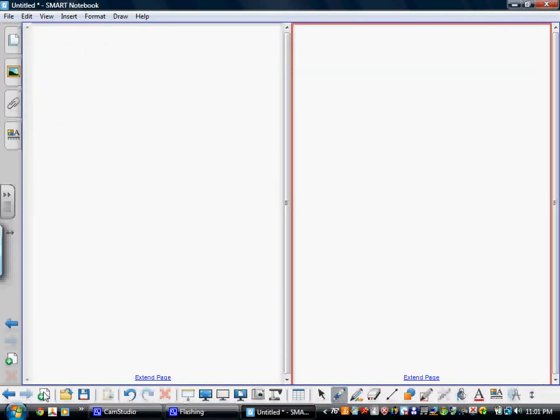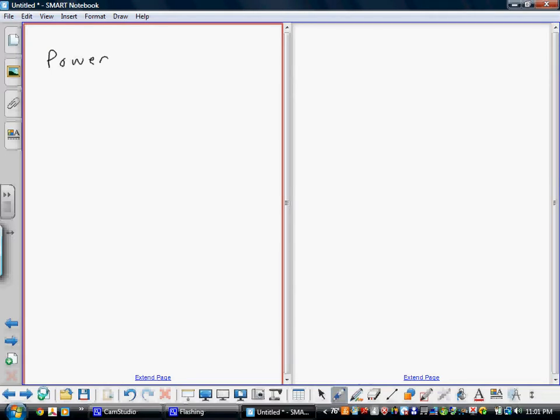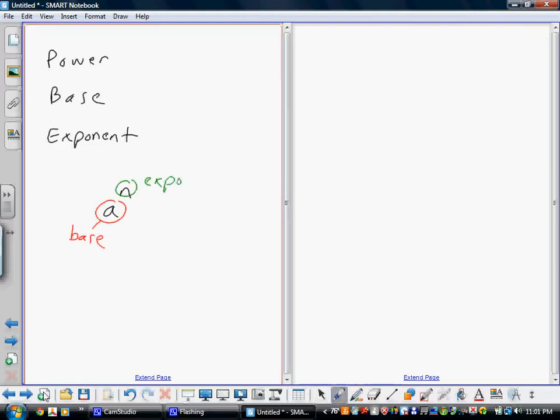We're going to be talking about the definitions, which are: know what a power is, know what a base and an exponent are. These are two different things. But I'll define this for you. If I say a to the n, this will be your base. This will be your exponent. And the whole thing together is called the power.